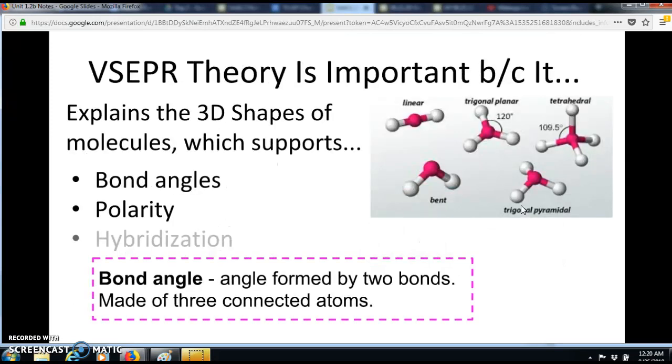And just as a reminder from Part 1, remember VSEPR theory is important because the three-dimensional shapes it explains support bond angles and polarity. Now, in the last video, we focused on using VSEPR to explain bond angles. We're going to focus on polarity here.